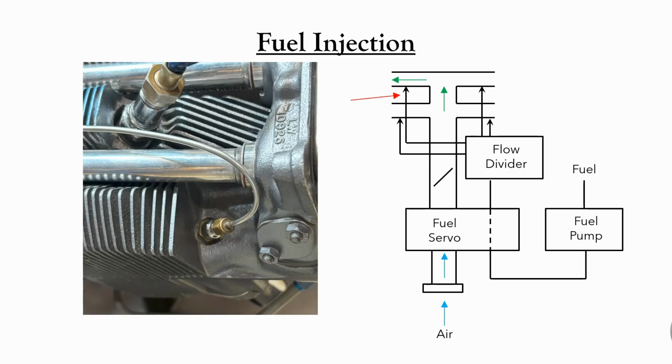One injector per cylinder sprays the fuel into the intake manifold very near the intake port. These injectors are much better than carburetors at achieving an equal air-fuel ratio among the cylinders. Starting procedures for engines with fuel injection may be different than for engines with carburetors, especially for hot starts. If you transition to an airplane that has fuel injection, that should be part of your checkout.